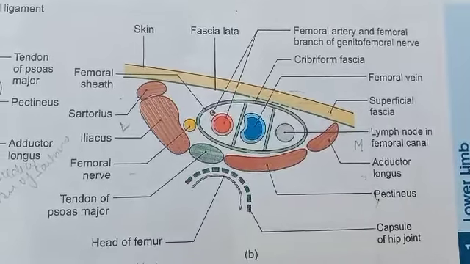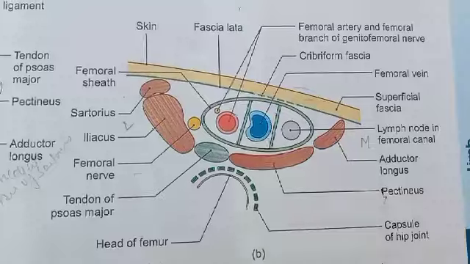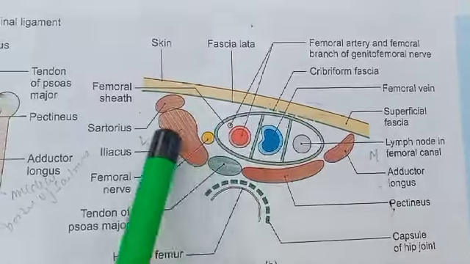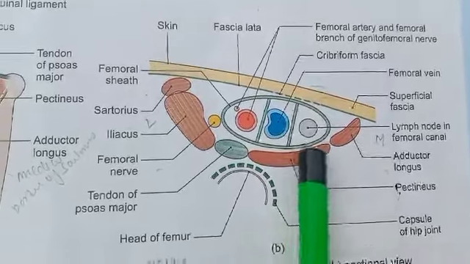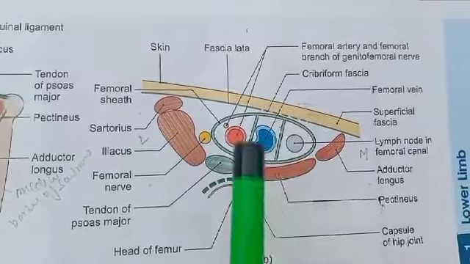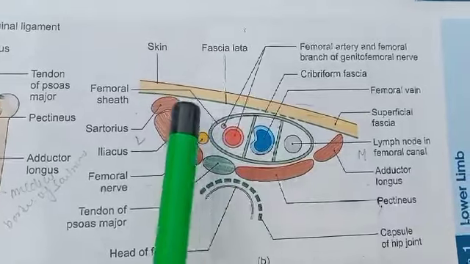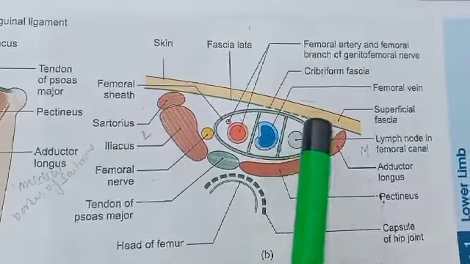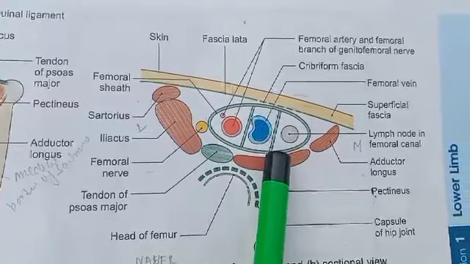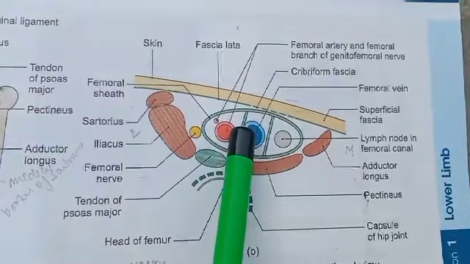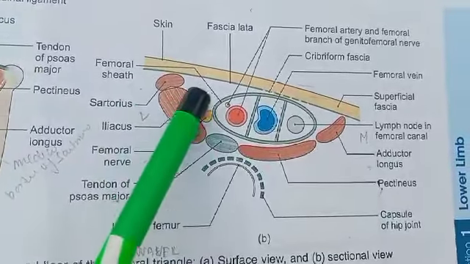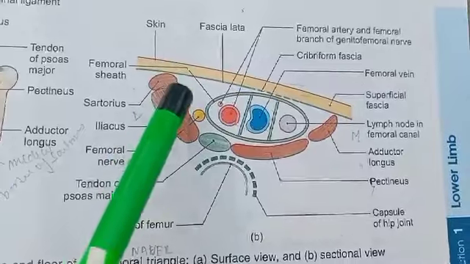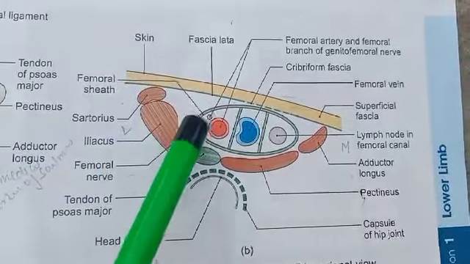Then there is a graphical representation of the femoral sheath. This is the femoral sheath, which consists of 3 compartments. Firstly, there is the medial compartment, intermediate compartment and the lateral compartment. The medial compartment consists of the lymph nodes and the femoral canal. The intermediate compartment consists of the femoral vein, and the lateral compartment consists of the femoral artery with the femoral branch of the genitofemoral nerve.